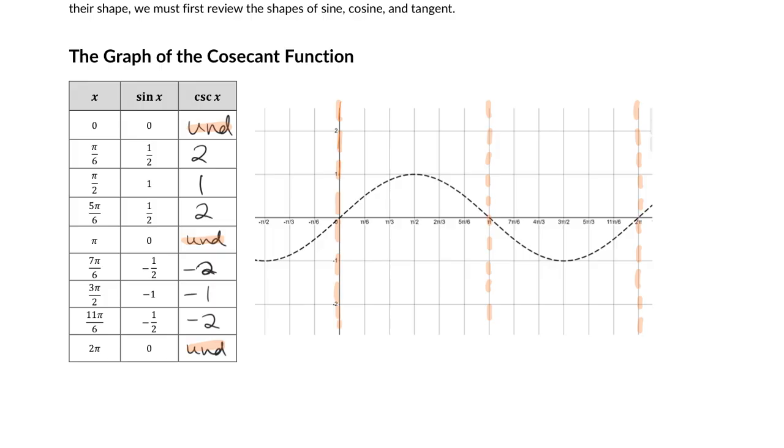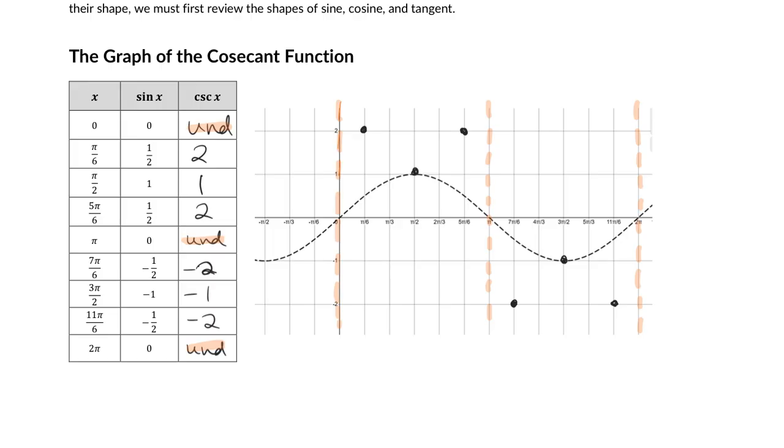We have the coordinate point pi over 6, comma 2. We have the coordinate point pi over 2, comma 1. And the coordinate point 5 pi over 6, comma 2. Then we jump to the next bowl, and we have 7 pi over 6, comma negative 2, 3 pi over 2, comma negative 1, and 11 pi over 6, comma negative 2.